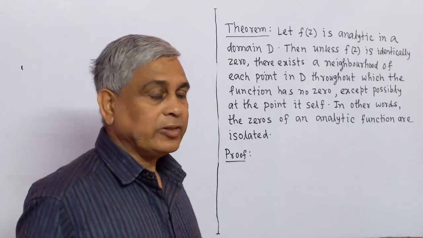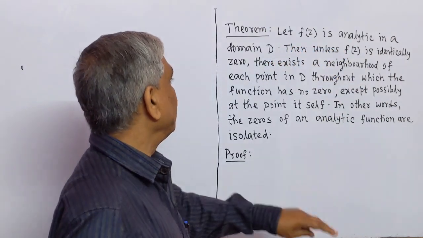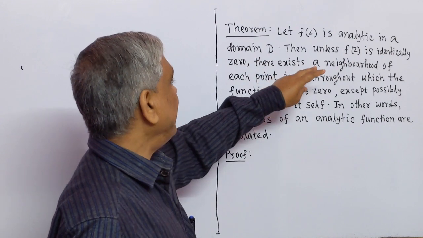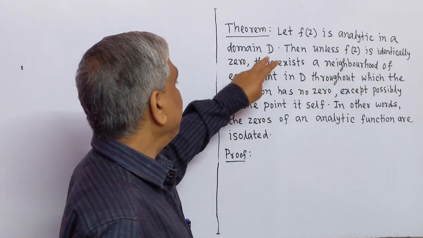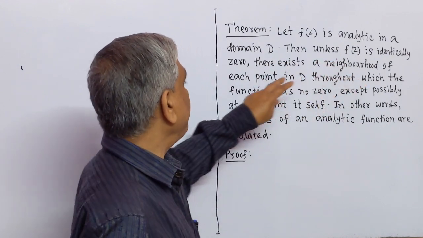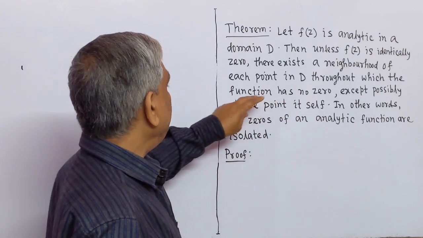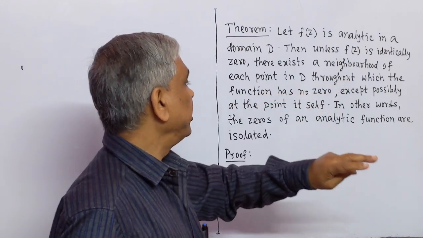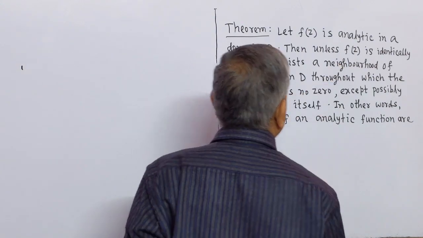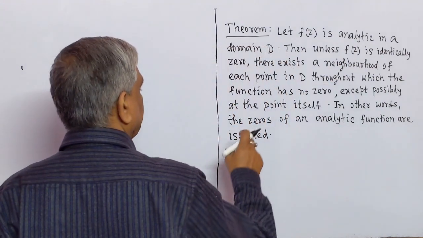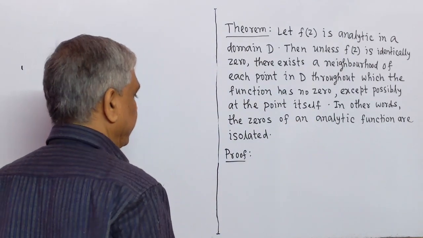Now we prove a theorem. Theorem: let function f(z) be analytic in a domain D, then unless f(z) is identically 0, there exists a neighborhood of each point in D throughout which the function has no 0 except possibly at the point itself. In other words, the 0s of an analytic function are isolated.